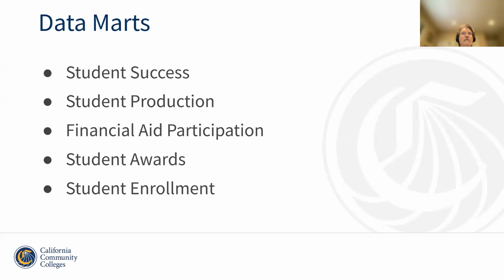Okay, so the data marts that have been developed for this first release are student success, production, financial aid, participation, student awards, and student enrollment. These are selected because they are defined in MIS already. And the intent here is to develop a set of marts as a first cut based on feedback we've gotten from talking to researchers.